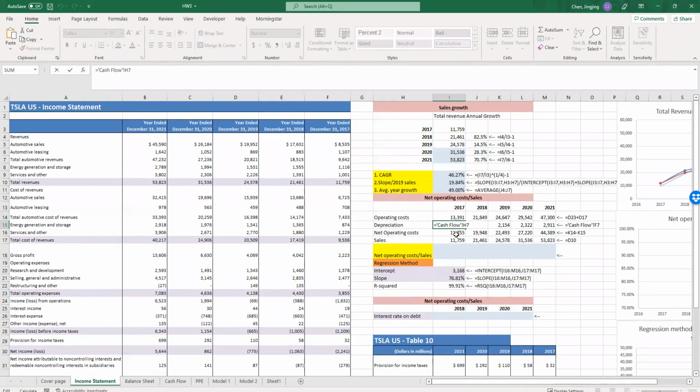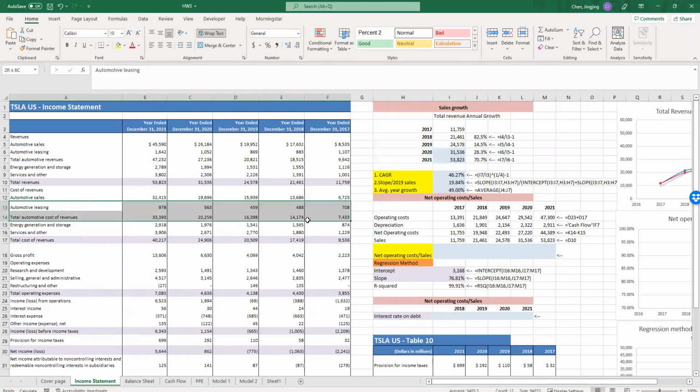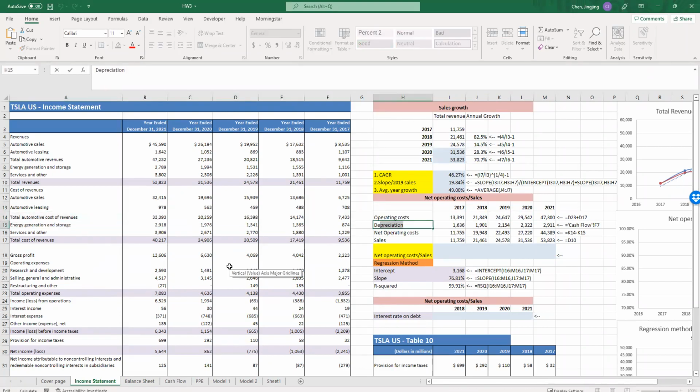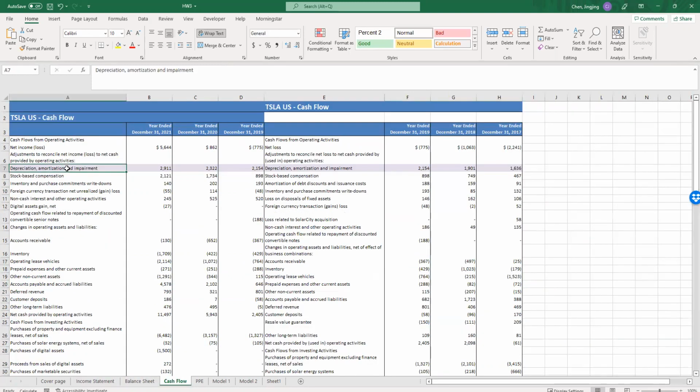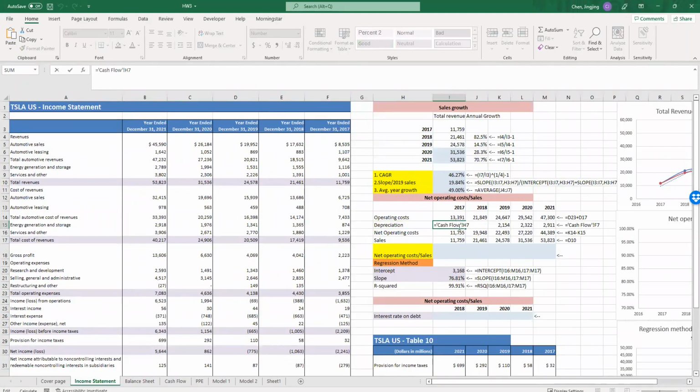And depreciation is actually in the cash flow statement. Some financial statements will write the depreciation down, but some will just produce a net number. So what we need to do is go to the cash flow statement and find the depreciation number here: depreciation, amortization, and impairment. There are 5 different numbers here. We have this 2019, which is a repeated column. So grab the depreciation from there, and we get these numbers here. The net operating cost will be the operating cost net of depreciation.